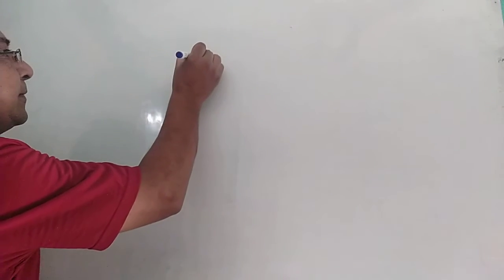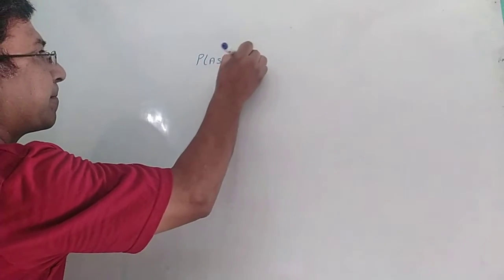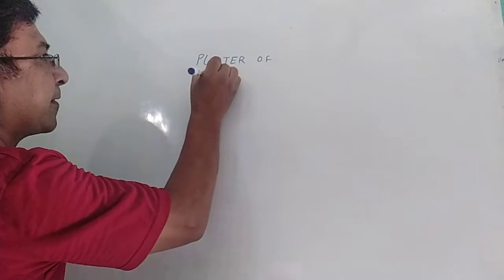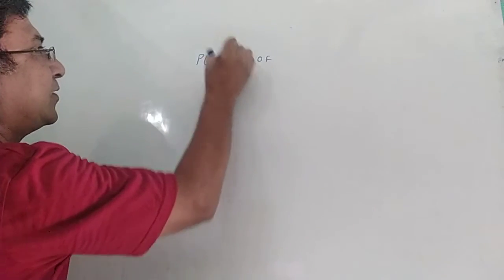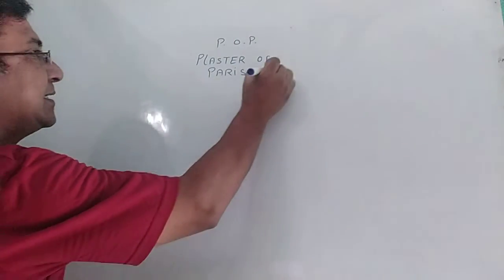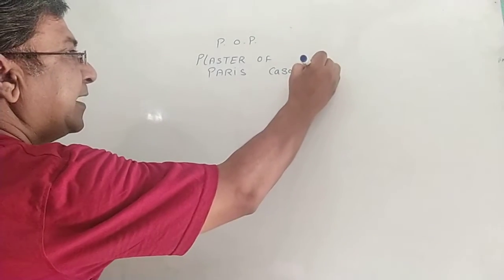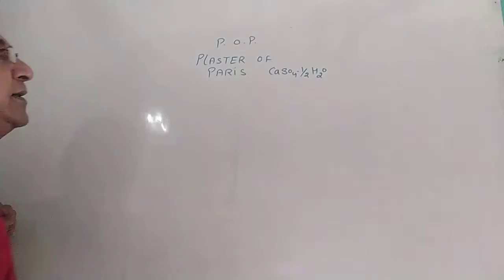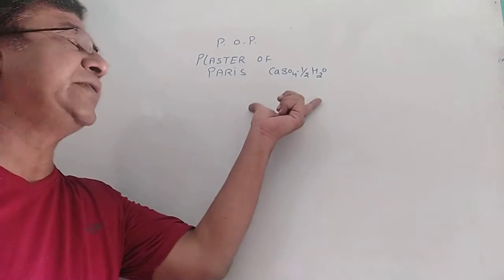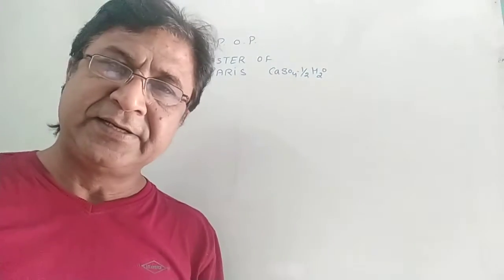Hello students, let's discuss the next portion of acids, bases and salts, that is plaster of Paris. Commonly called POP, its chemical formula is calcium sulfate hemihydrate. Hemi means half, hydrate means water. As the name suggests, plaster of Paris.